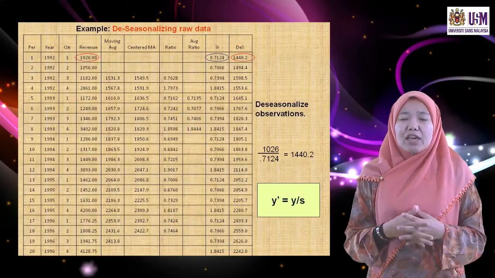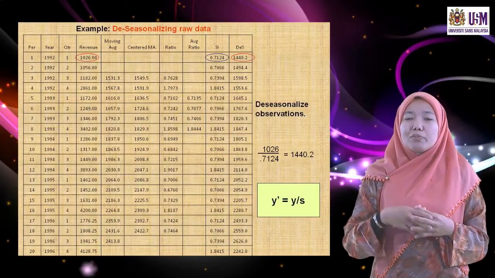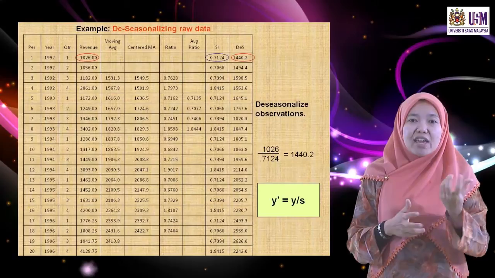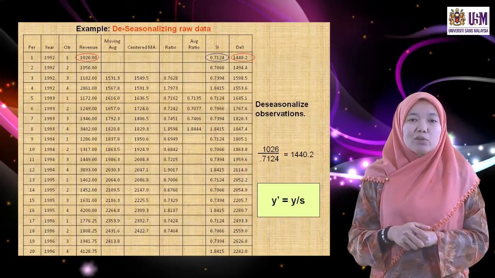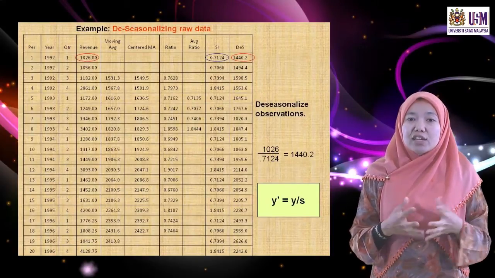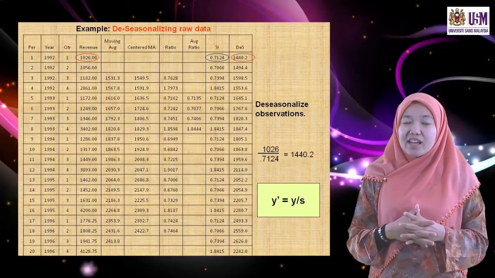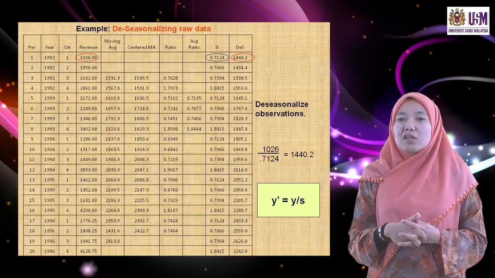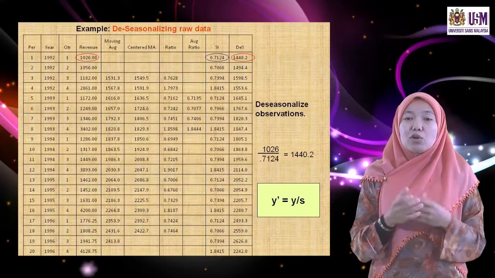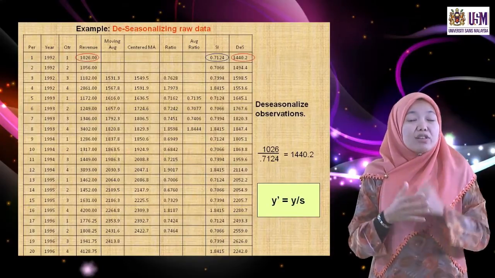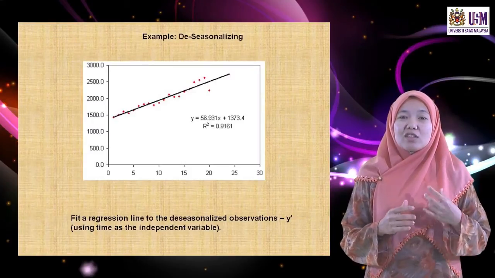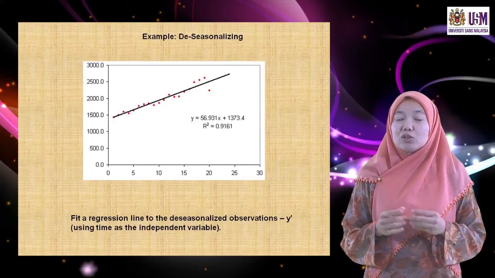Take note, for this deseasonalized column, you must fill in all the rows. Even though you do not have the centered moving average, you do not have the T prime column, for the first two quarters and the last two quarters. But once you calculate the average seasonal ratio, and normalize it to become the seasonal index, then you can fill in all the column in terms of deseasonalized values. So remember, to deseasonalize, you simply take your actual observation and divide by the seasonal index.